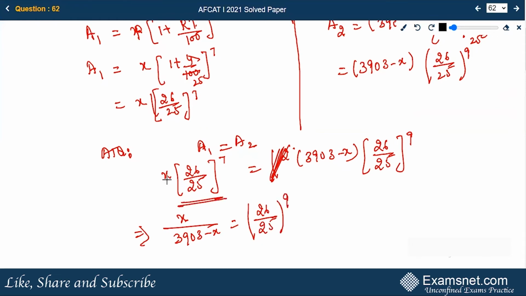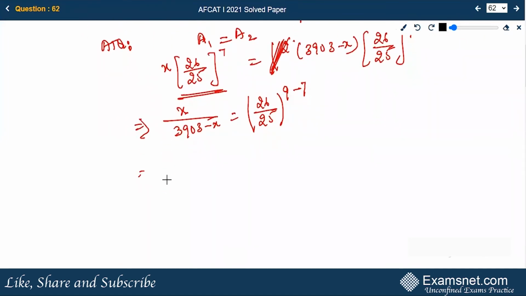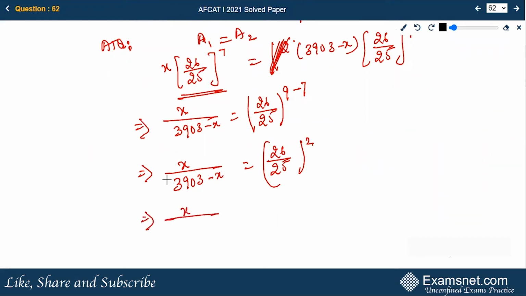This is divided by this. When the bases are same, the powers will subtract. So you will get x upon 3903 minus x is equal to 26 upon 25 raised to power 2. This gives you x upon 3903 minus x is equal to 676 divided by 625.